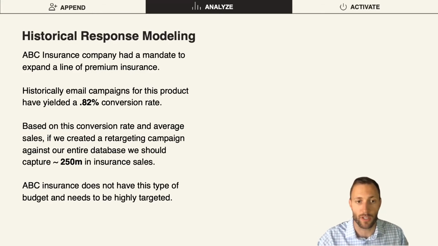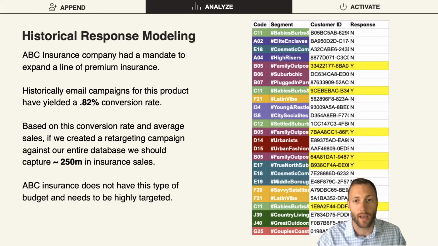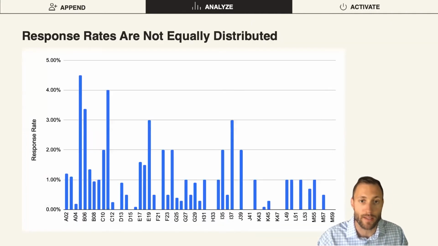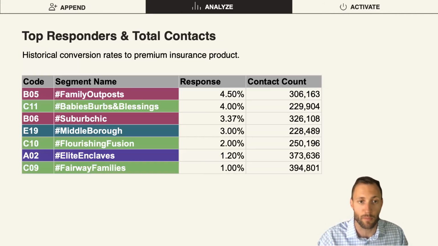So introducing historical response modeling, we can analyze which segments responded to this campaign or this product historically. And what we find pretty quickly is that response rates are not equally distributed among the segments. And this is actually really good. So we can target more effectively here. We see that some segments respond at about 4.5% conversion, and then some have an abysmal response rate, they're not responding at all to this premium product.